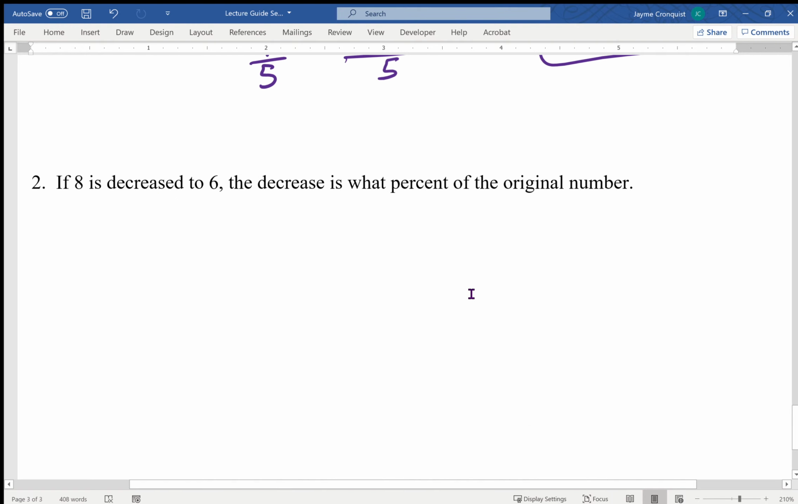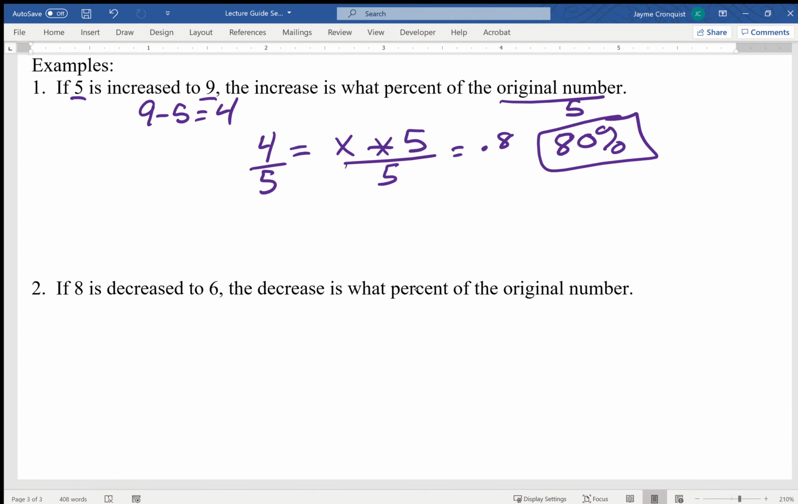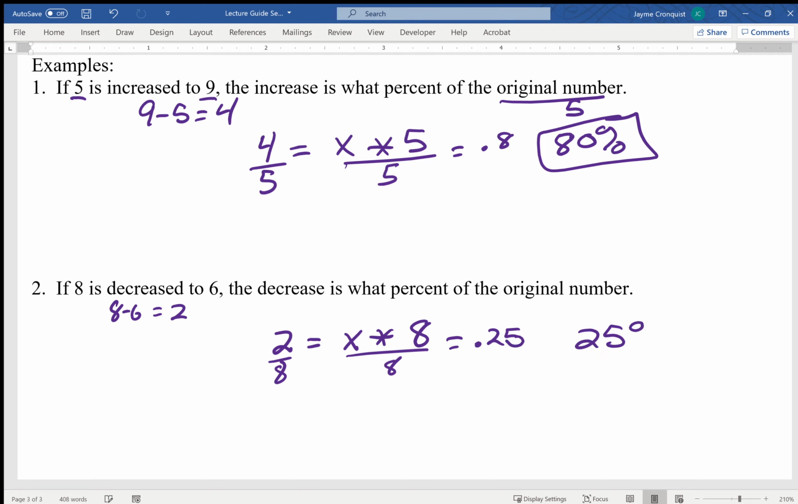All right. If 8, we're basically done. Okay, if 8 is decreased to 6, so my amount of decrease is 2. The decrease is what percent of the original number, which was 8? Okay, divide both sides by 8. It's going to be 2/8, so 1/4. 0.25, right? Yep. So this is 0.25, which is 25%.